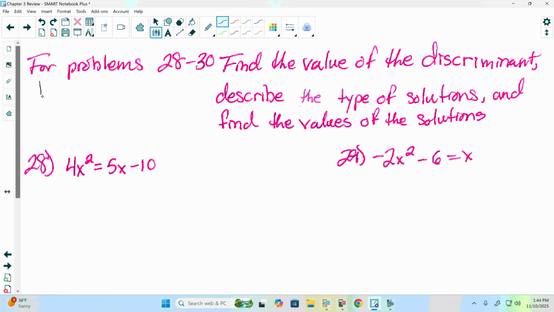Find the value of the discriminant. Find the type of solutions and solve.